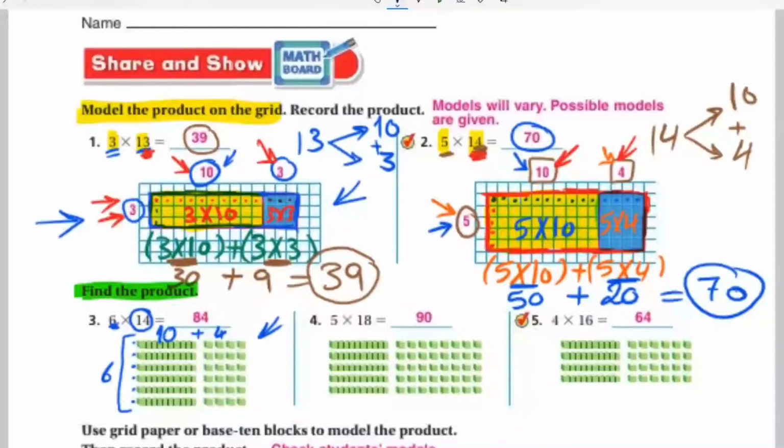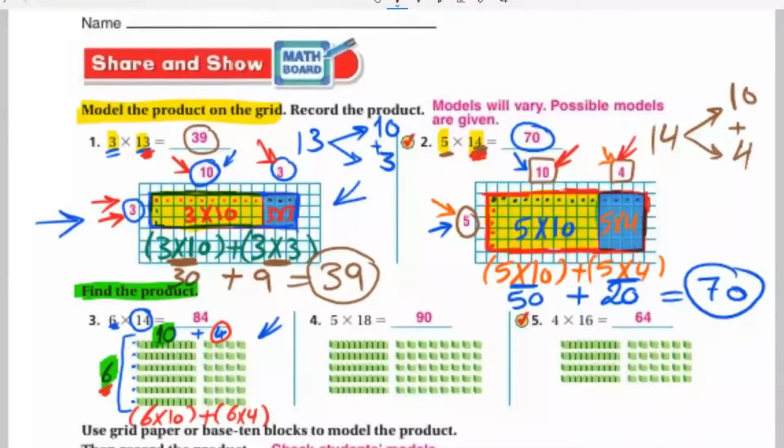So if you want to get the answer here, let's use the distributive property like we have here. Firstly, 6 multiplied by 10. Let's write it here: 6 multiplied by 10 plus 6 multiplied by 4. Like that.